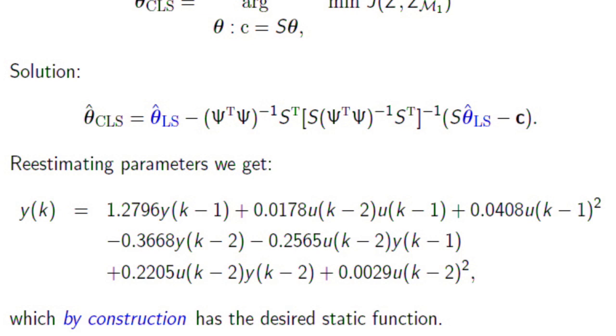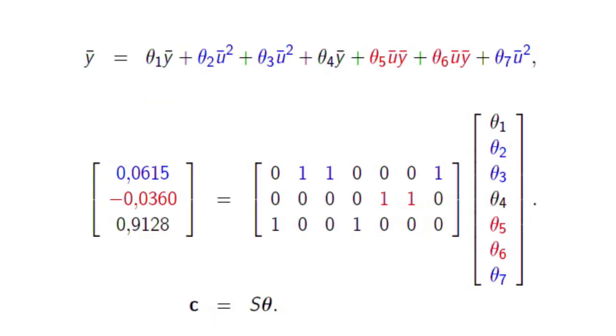The regressor matrix composed of measured data. The S is the matrix I showed you in the previous slide. It just is zeros and ones, okay? And the small c is also 3 numbers, okay? So you just do this calculation, you get a new model. Now if you add up, for instance, this number with this number with this number, you get the previous, you get the blue, right? You get this number, 0.0615.